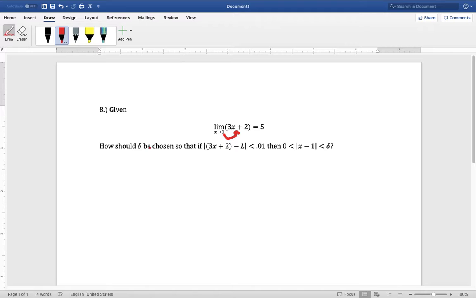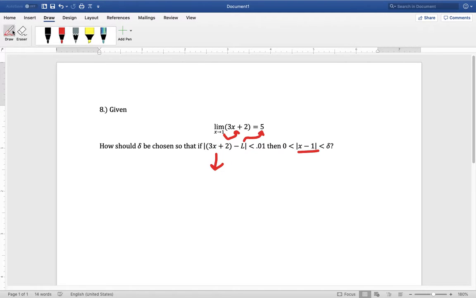And then it asks how should delta be chosen so that if the absolute value of 3x plus 2 minus L, which is the limit value, so this L is 5, is less than 0.01, then 0 is less than the absolute value of x minus 1 is less than delta. So what you're trying to do is recreate this here, and you can do that by manipulating this statement right here.